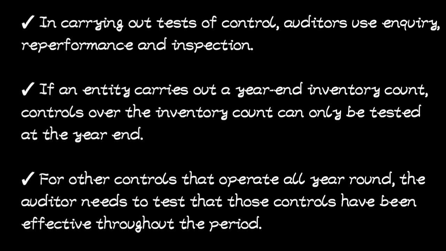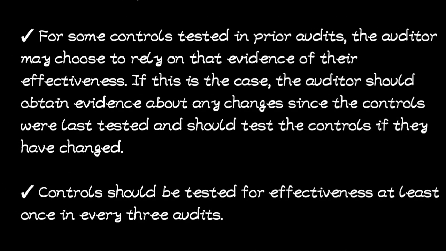And for other controls that operate all year round, the auditor will need to test those controls to see whether they have been effective throughout the whole period. For controls that were tested in prior audits, like in the previous financial year, the auditor may choose to rely on that evidence for their effectiveness. The auditor can decide not to test them again since they were tested in the previous period.